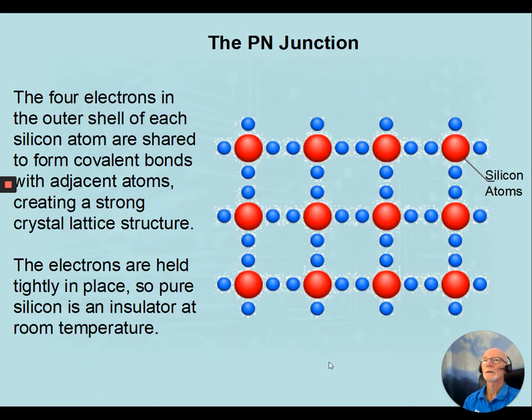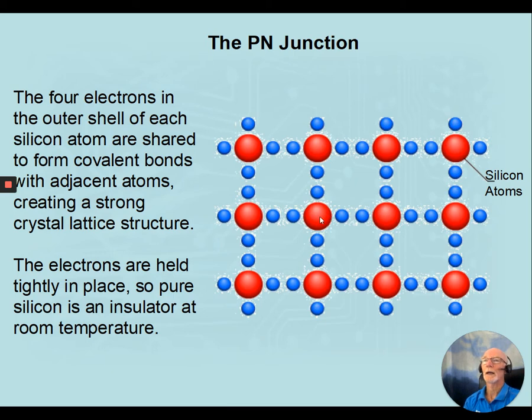Now, a piece of pure silicon arranges itself in what's called a crystal lattice structure, and it has very, very strong bonds. The way it does that is that this atom, for example, has 4 electrons in its valence shell. Now it wants 8, because 8 electrons in a valence shell makes an atom very, very stable, and that's what all atoms like to do.